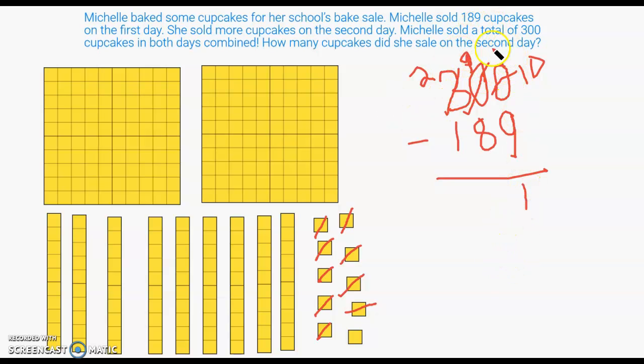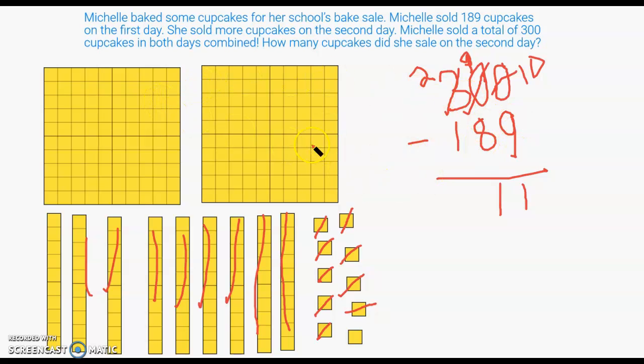All right, now we have 9 tens, and we're going to take 8 tens away. So we're going to take away 1, 2, 3, 4, 5, 6, 7, 8. And we will have 1 ten left.